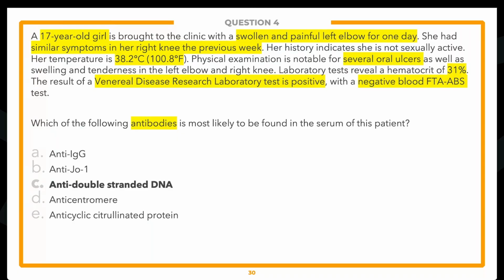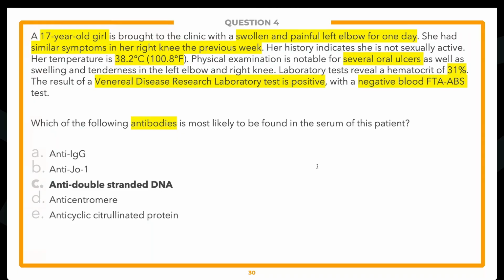Anti-Jo1. That's kind of your inflammatory myopathies, right? So your polymyositis, dermatomyositis, think more muscle inflammation, elevated CK, inflammatory pattern. And this patient doesn't, and oral ulcers and the joint stuff doesn't really fit with anti-Jo1. Anti-centromere, not a lot of you guys picked that one, but that has to do with CREST syndrome, limited cutaneous form of systemic sclerosis. The CREST syndrome, the Raynaud's phenomenon, esophageal dysmotility, all the classic findings of CREST. That's going to be an anti-centromere antibody.